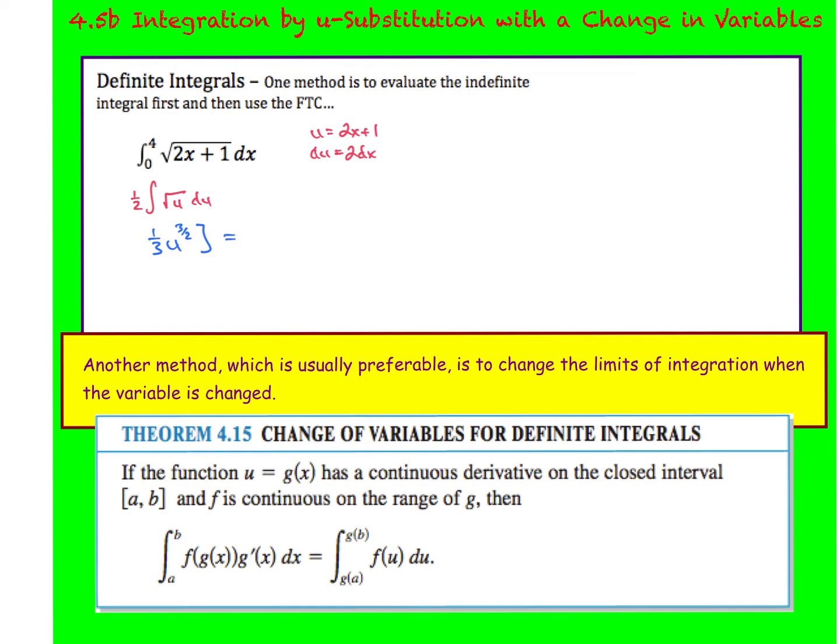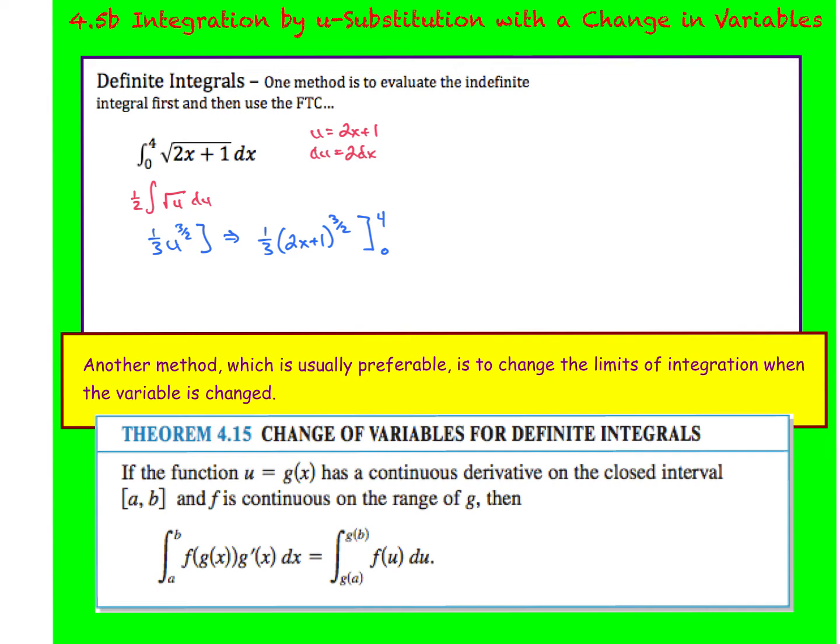But I don't want to mess with it like that because I need to be in terms of what? X. I need to be in terms of x. So now I have 1/3, and then I have 2x plus 1 to the 3/2 from 0 to 4. You following me? So now let's do some math here. So now I substitute in 4.